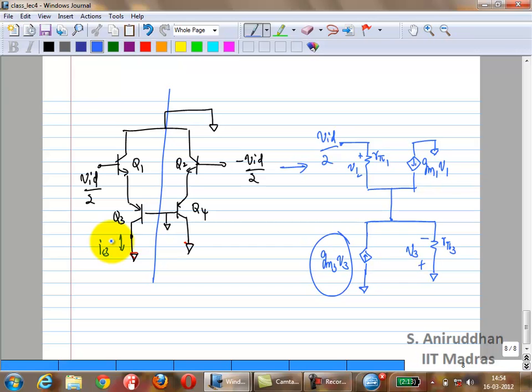GM1, GM3 by GM1 plus GM3 times VID by 2. Okay, let's see if somebody else comes up with the same answer and we'll confirm it. Right? GM1, GM3 over GM1 plus GM3 times VID by 2. So this is IC3. Can you tell me what V1 and V3 are?